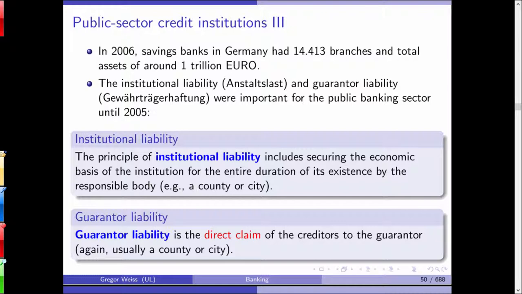Two things were special about Sparkassen. First of all, the institutional liability and the guarantor liability. In German, Anstaltslast und Gewährträgerhaftung, which were in place until 2005. More or less both mean that a Sparkasse was impossible to go bankrupt. Why? Because if a Sparkasse was closing in on insolvency, on default, the state had to step in, or the city, or the county. And because by definition, a city or a county or the government cannot go bankrupt, at least in Germany, one would think so, those had no risk of default.